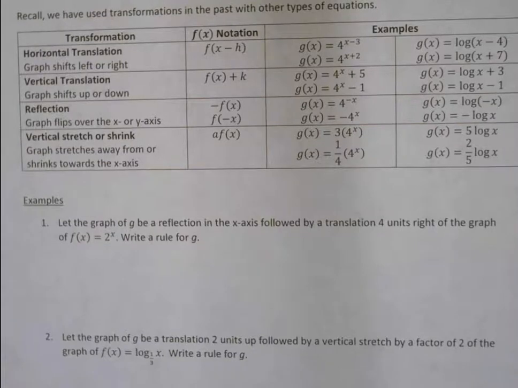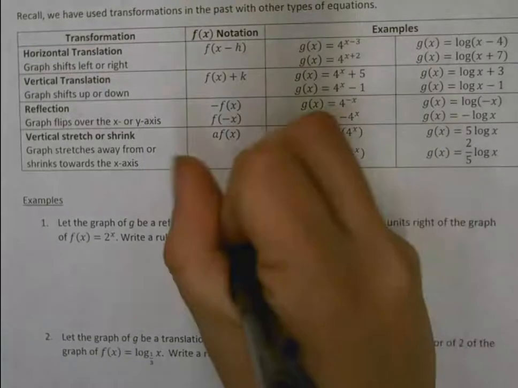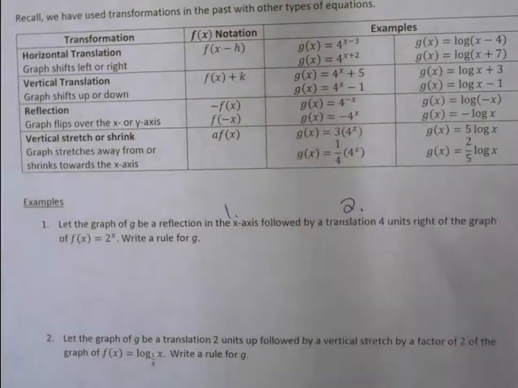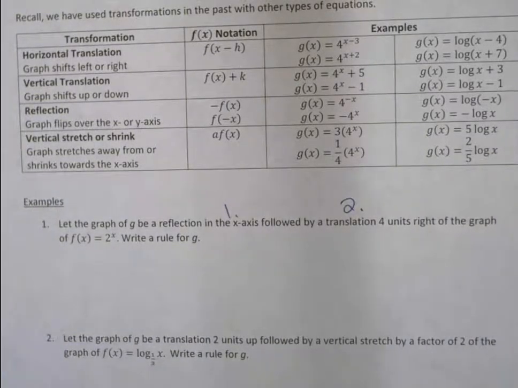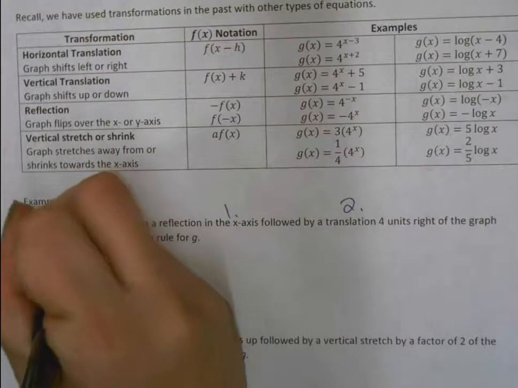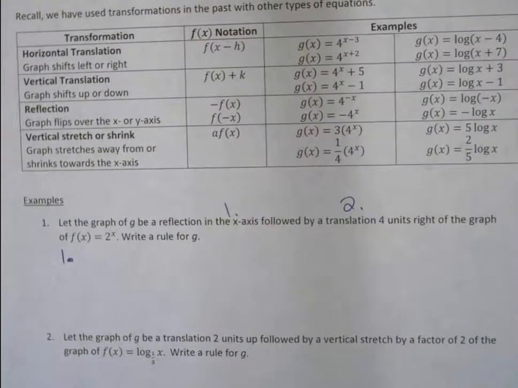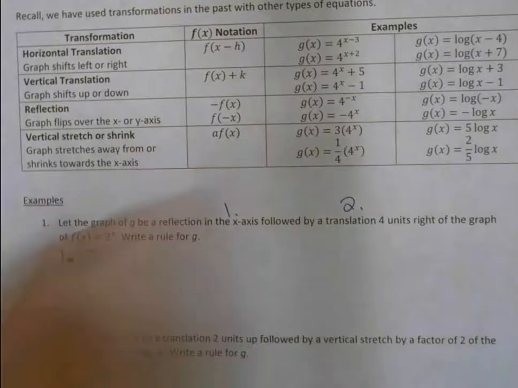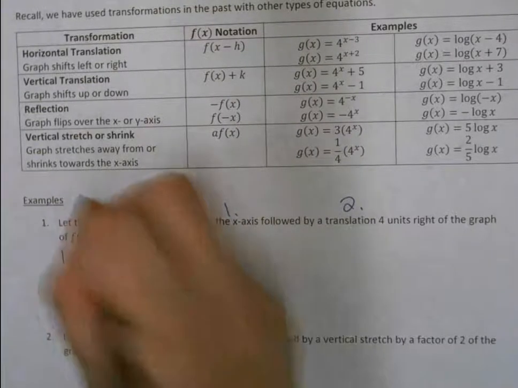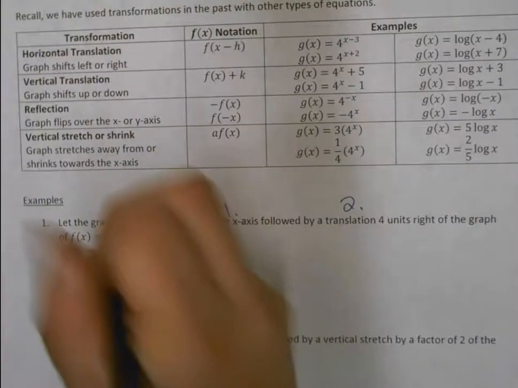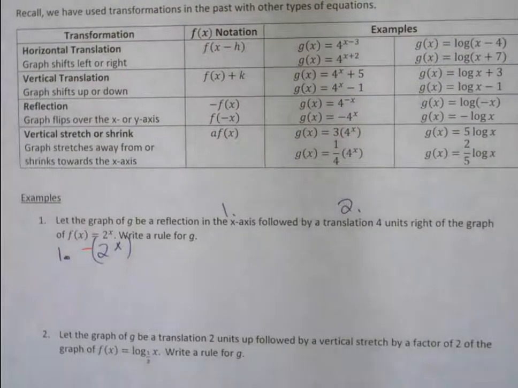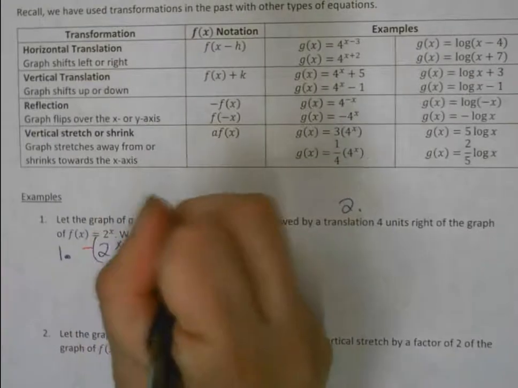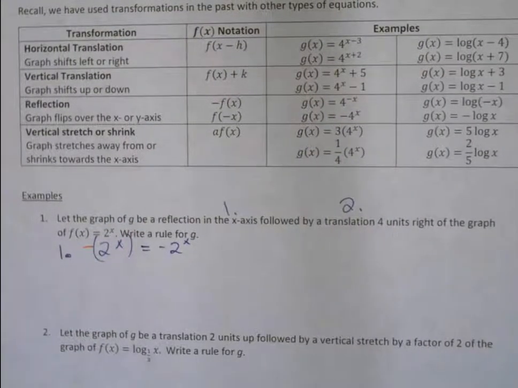It is an expression. Okay, so if I look at number 1, it tells me that it's going to reflect in the x-axis and it's going to translate 4 units right. So I have 2 changes going on. When I have a reflection in the x-axis, what changes? I put a negative outside. Like this one, which is just negative 2 to the x.